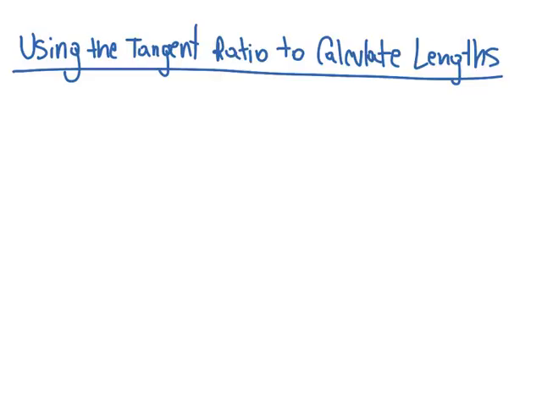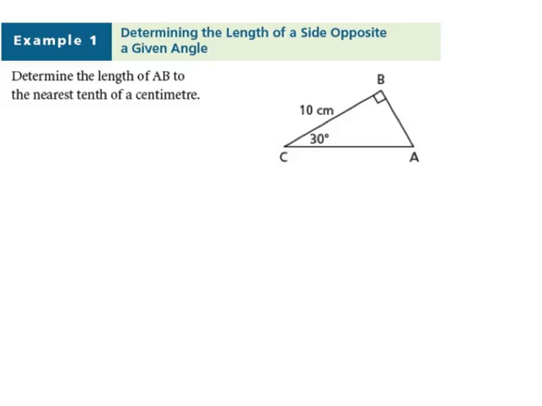Welcome to a new lesson. Using the tangent ratio to calculate lengths. Let's take a look at an example. Given the following triangle, determine the length of AB to the nearest tenth of a centimeter.